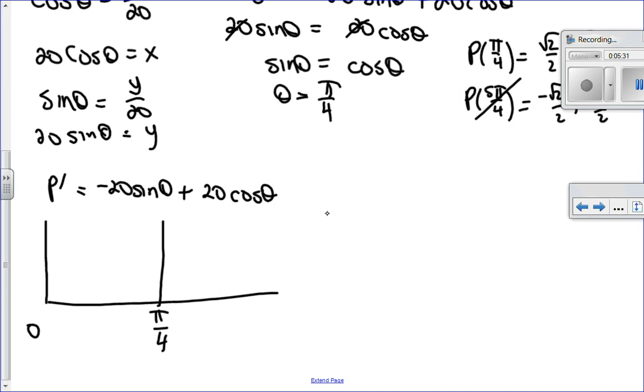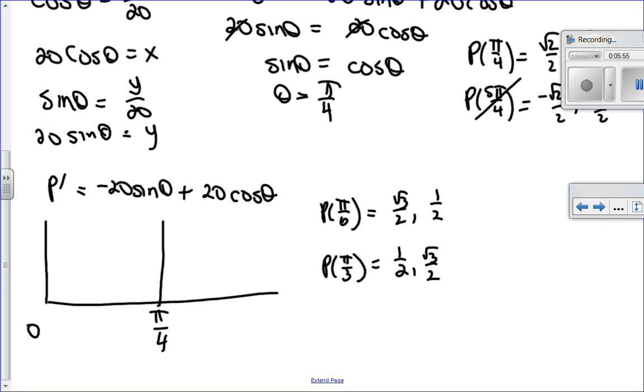So I'm going to use points below and above pi over 4. I'll use pi over 6, which is below, and I'll use pi over 3, which is above. Pi over 6 has coordinates root 3 over 2 and a half, and pi over 3 has coordinates of 1/2 and root 3 over 2. So I'll use that for my derivative test.